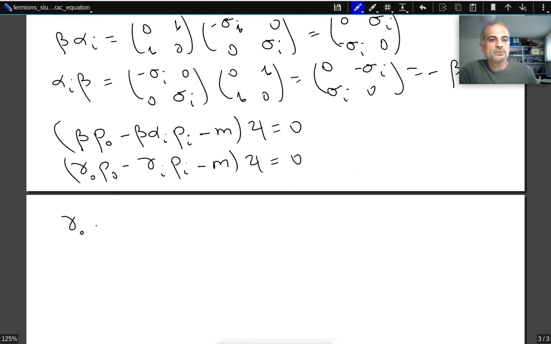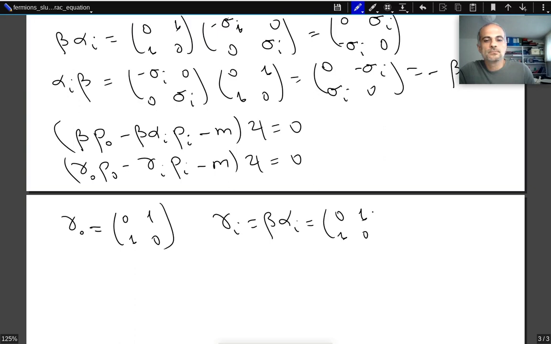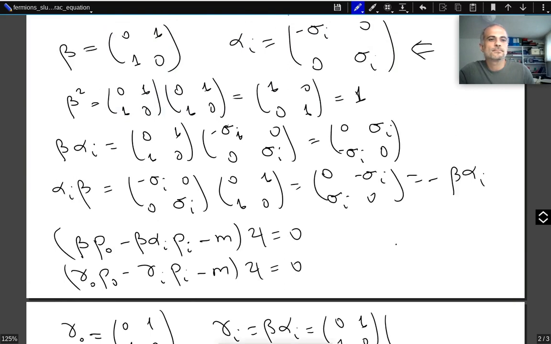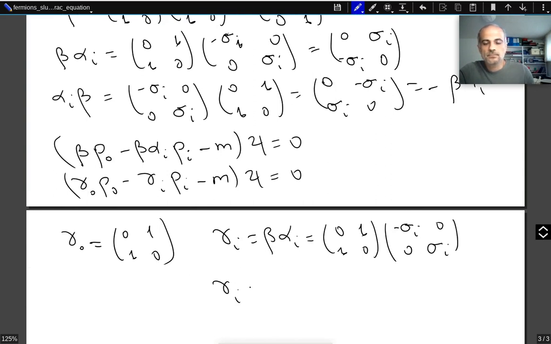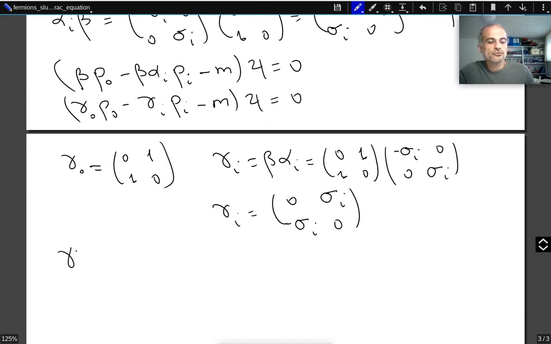Gamma 0 is just beta, which is 0, 1, 1, 0. Gamma I is beta alpha I, 0, 1, 1, 0, times alpha I, which is minus sigma I, 0, 0, sigma I. So gamma I is 0, sigma I, minus sigma I, 0. Or we can write the gamma mu matrix.